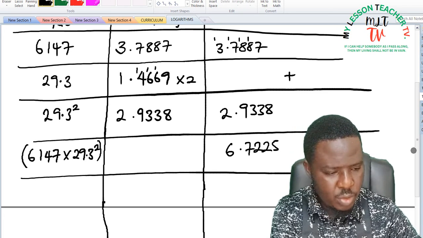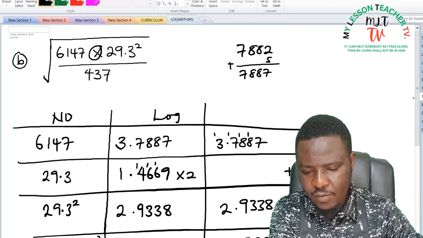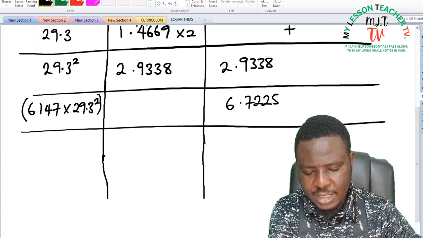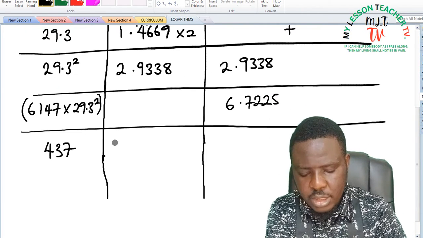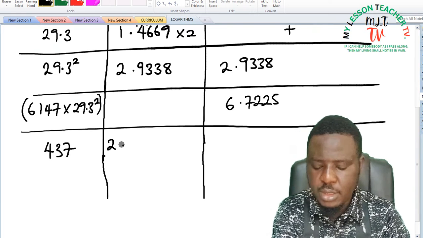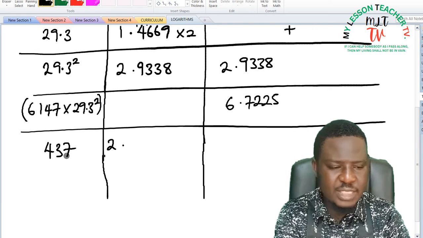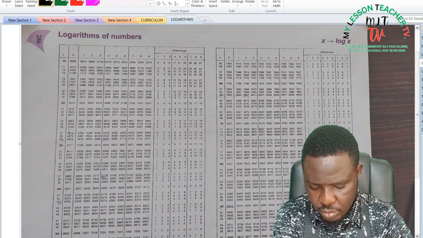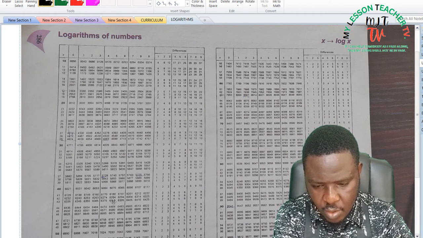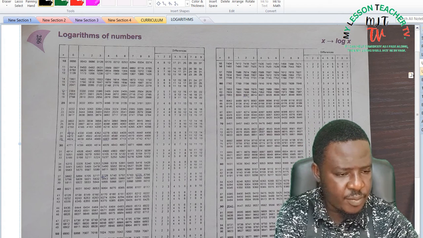Then going to the denominator. The denominator, we have 437. 437 in number is equivalent to 2 point. Then look for 43 under 7 in logarithm. 43 under 7 is 6405.